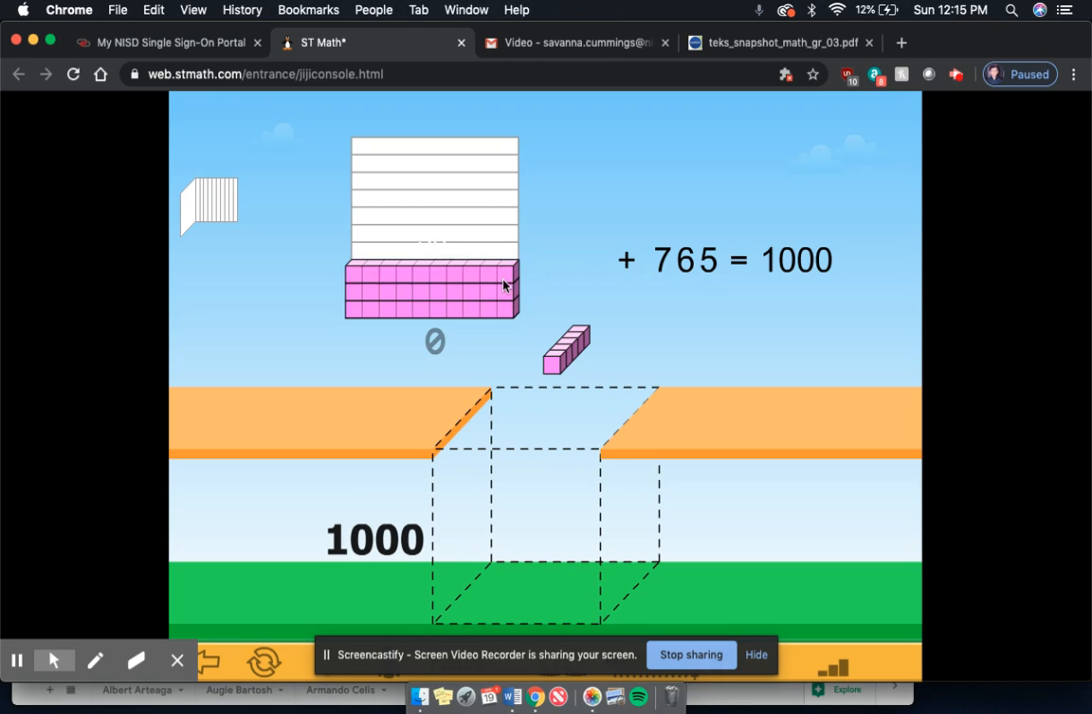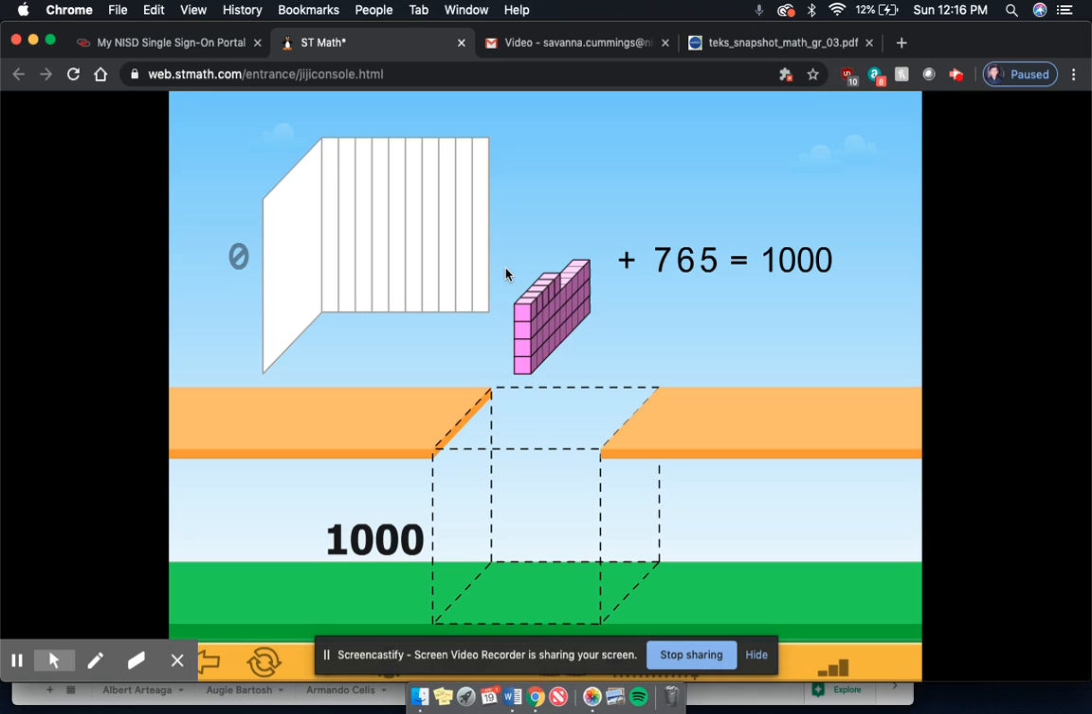Now, how many tens do we need to make it to your next 100? Well, if we have now seven tens, we need 8, 9, 10. So we need three more tens to make it to the next 100, which would then bring us to 765 plus 5 is 770, 780, 790, 800.